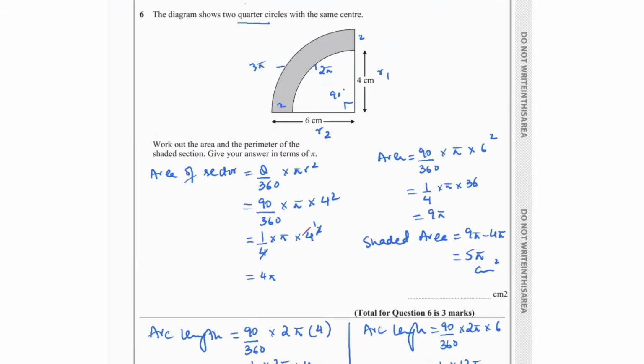So remember the formula for the area of sector, which is theta over 360 times pi r square. For the arc length, it's theta over 360 times 2 pi r. For the area, you just subtract the area of the small sector from the large sector. For the perimeter, you have to find the arc length for both the sectors and the other lengths of the shaded part.